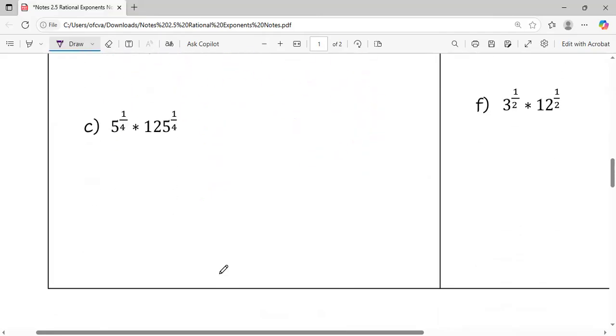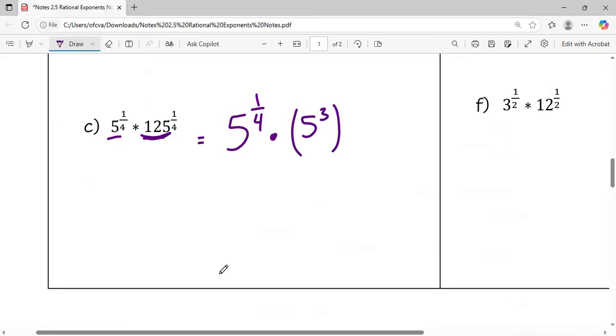All right, so look at C. In C, we're multiplying 5 to the 1/4 times 125 to the 1/4. The problem with this one is we don't have the same base. So we're going to try to get the bases to be the same. The 5 to the 1/4, I'm going to keep the same way I have it. But I'm going to try to turn the 125 itself into a base of 5. Can we get 125 to be 5 to the something power? Well, 5 to the third is 125. So I'm just going to turn the 125 into 5 to the third.